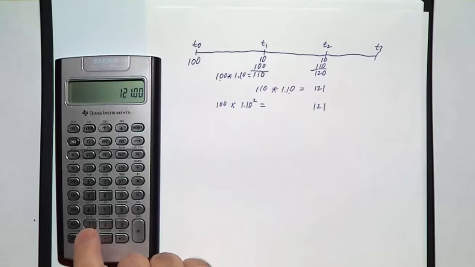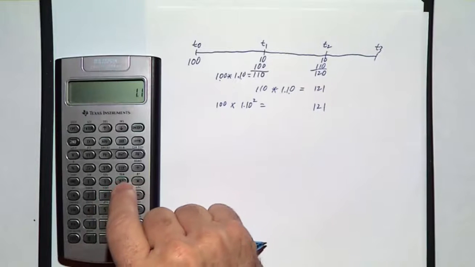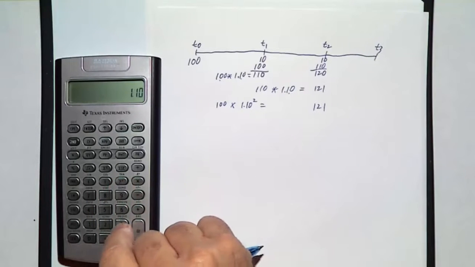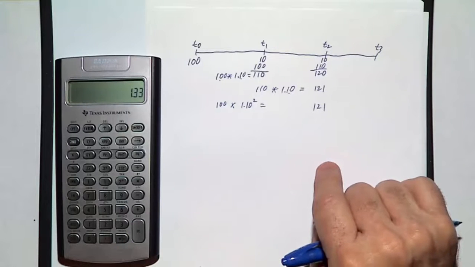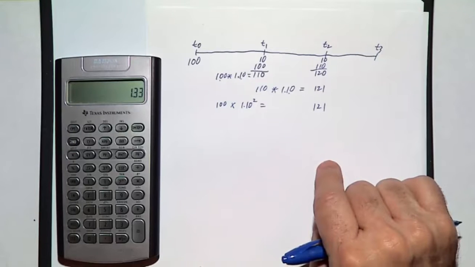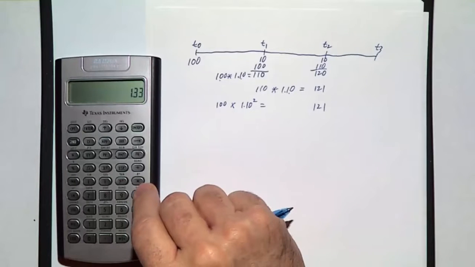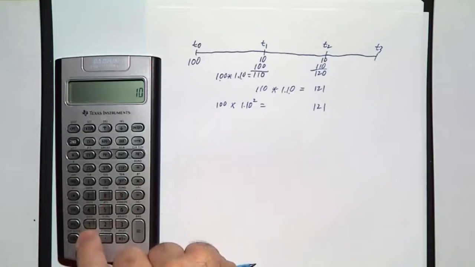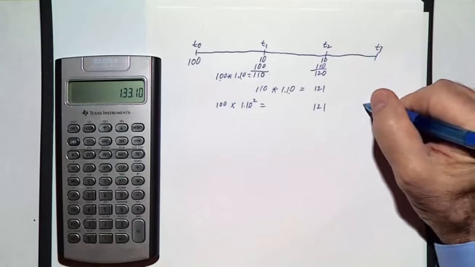And on your calculator, that would be 1.1, y to the x, 3, equals, which is 1.33. Actually, in this case, we'd probably want to go to more decimal places because it's not 1.33, it's 1.331. And we're going to multiply that times 100. And that gives us $133.10.